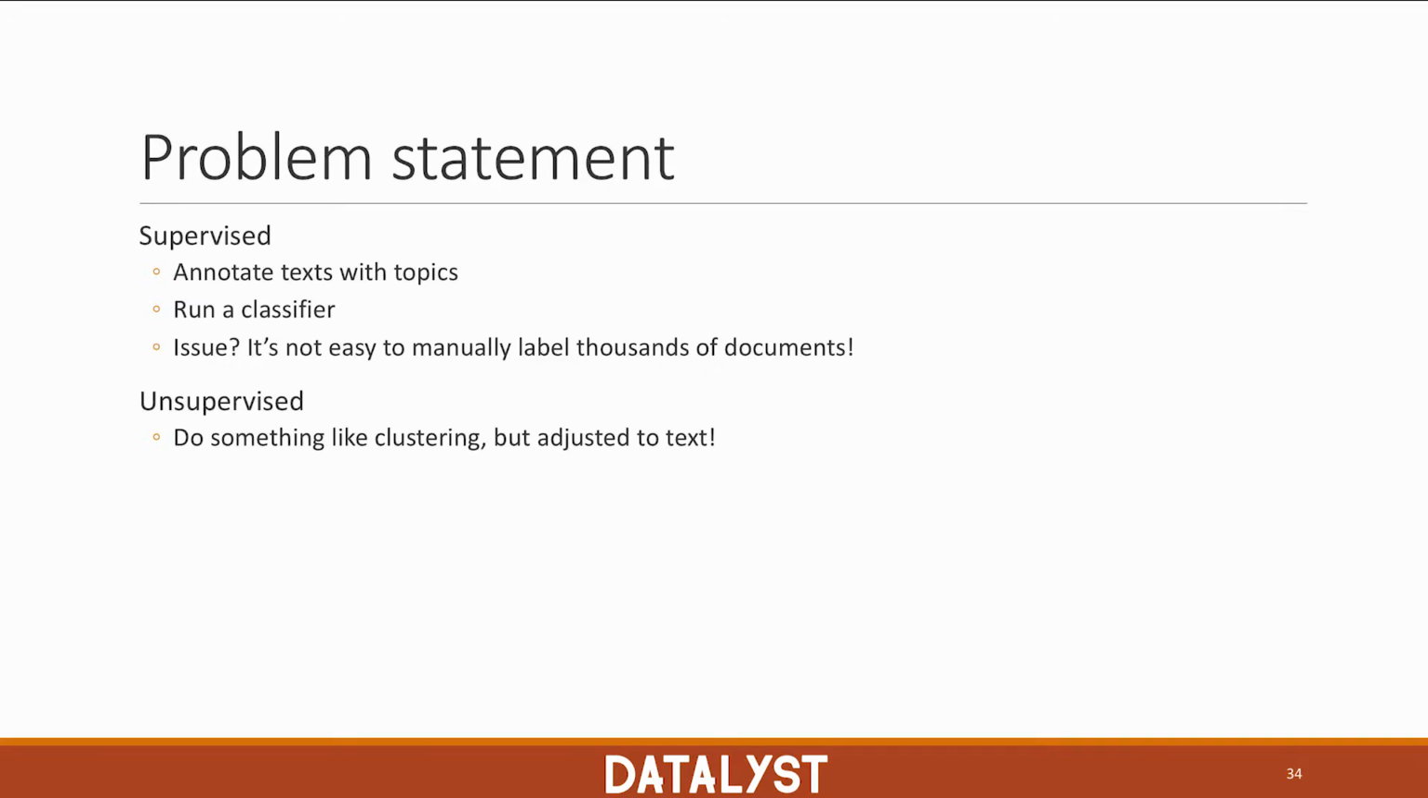So in supervised learning, which is a great solution, we annotate the text with topics, then we train a classifier, and then the classifier can tell us whether a document belongs in one particular topic or not. Well, the issue with this approach is that it's not easy to manually label thousands and thousands of documents. That's why in practice, most often we use unsupervised learning for topic modeling. And this is what we're going to talk about in this session.